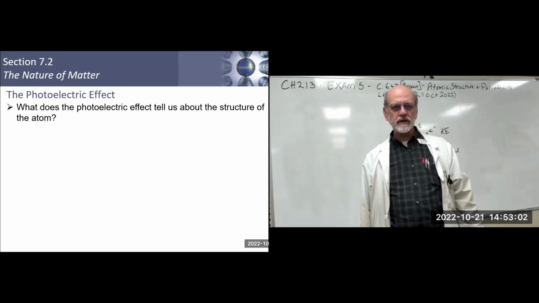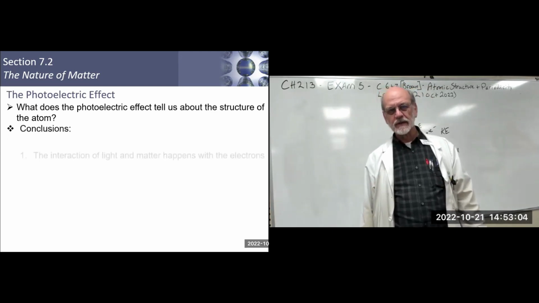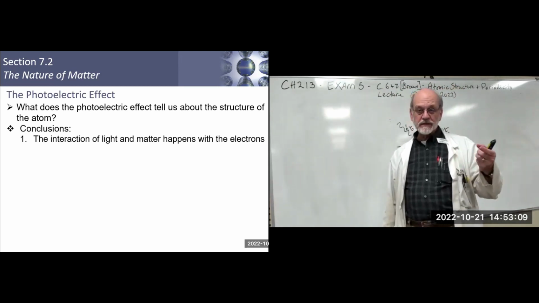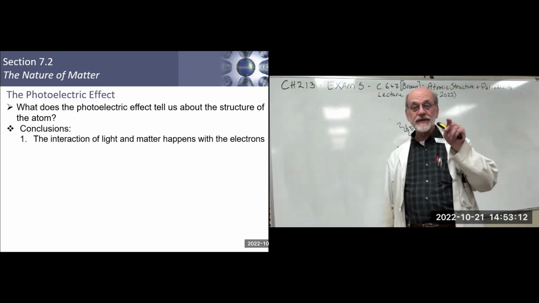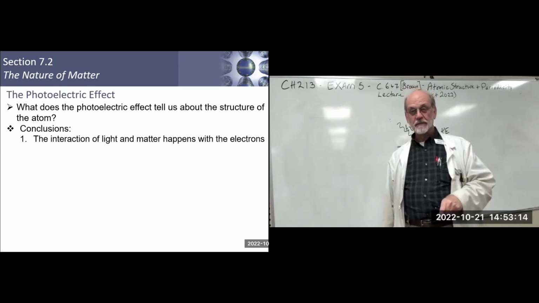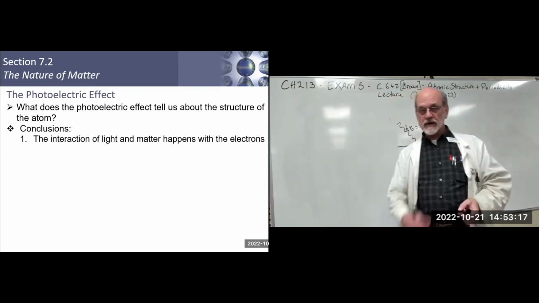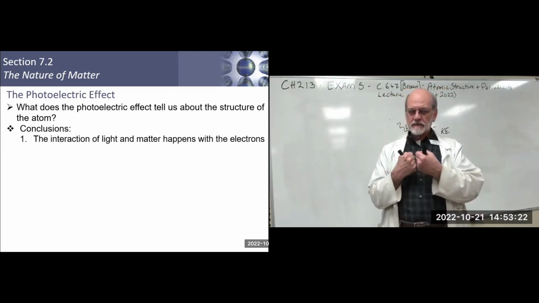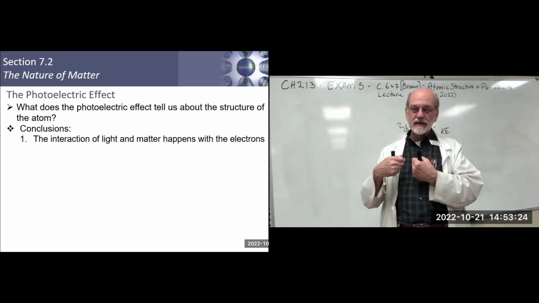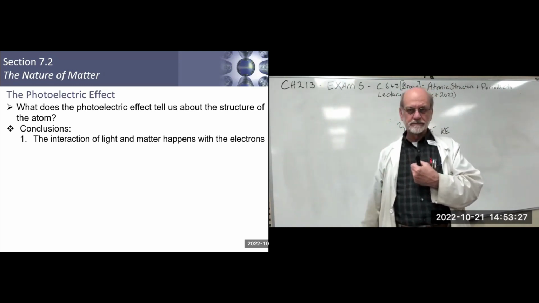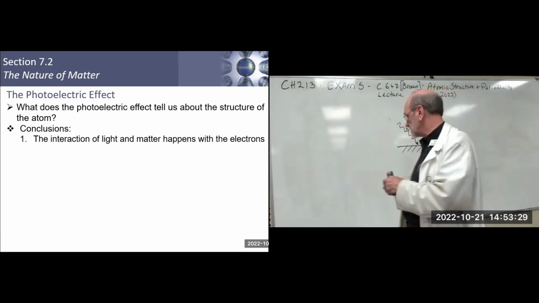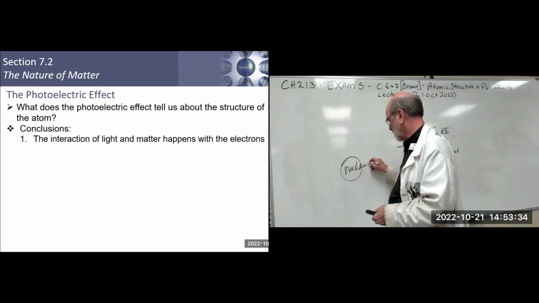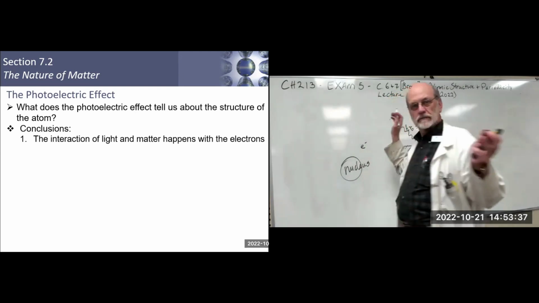Okay, so what does the photoelectric effect tell us about the structure of the atom? The interaction between light and the atom occurs with the electrons. Right? The nucleus is just there as like an anchor. That's the center of the atom. But the interaction between the atom and light is with the electrons. And if you have enough energy, you have the nucleus here, and you have an electron out here somewhere.